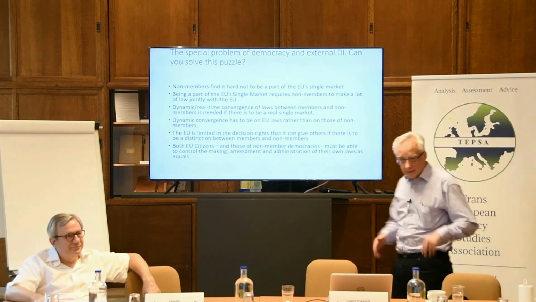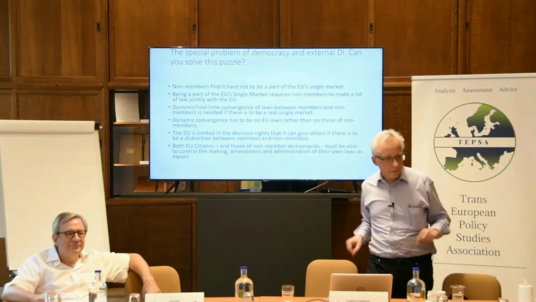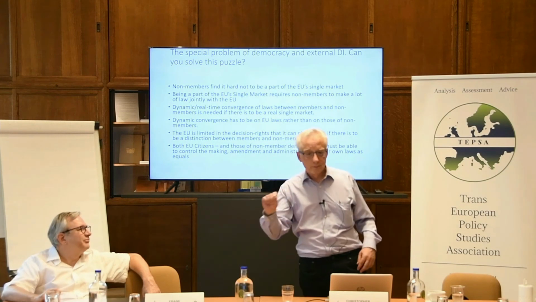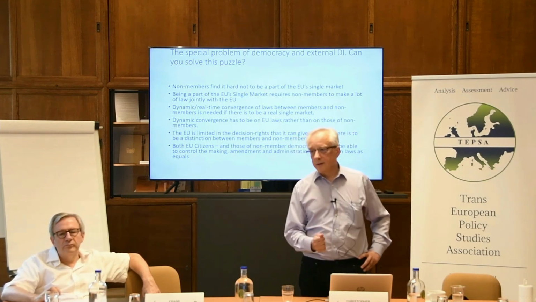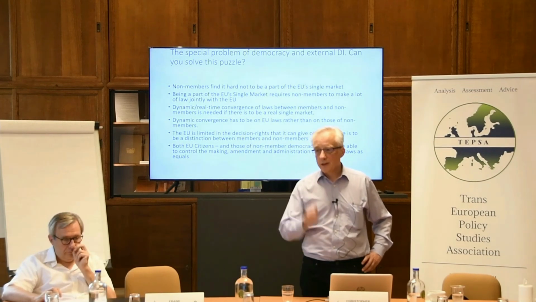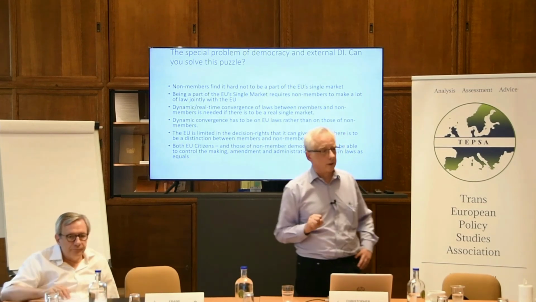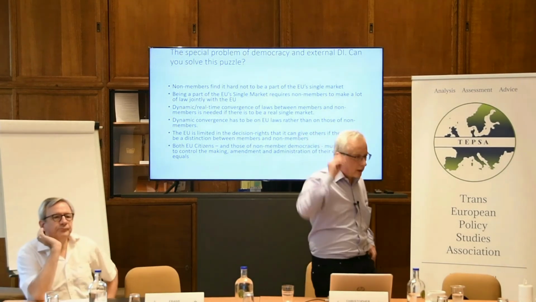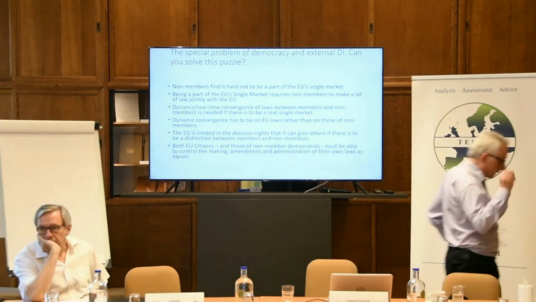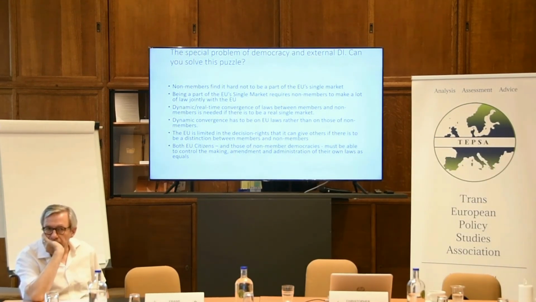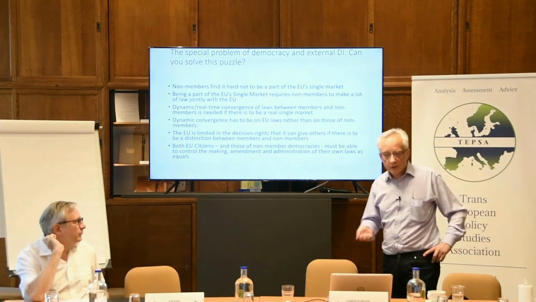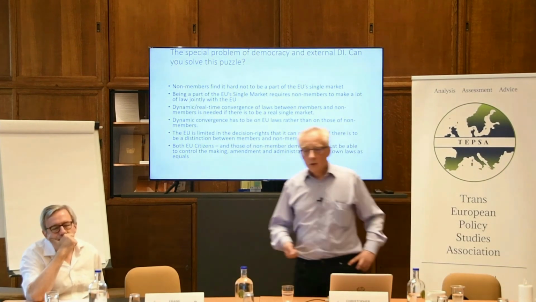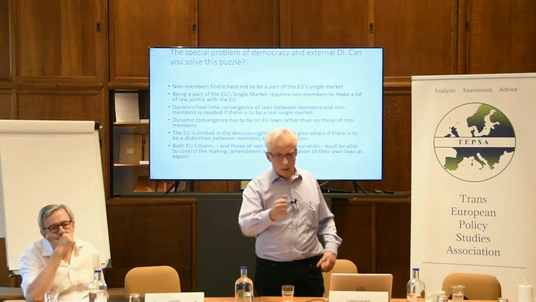As I say, there are 6 parts to the puzzle. Each of those points is one part of the puzzle. First one, non-member states find it hard not to be a part of the EU's single market. And I'm really focusing on the single market. Non-member states find it really hard not to be a part of the EU's single market. And I will bet you any money you like the United Kingdom is going to have this problem.